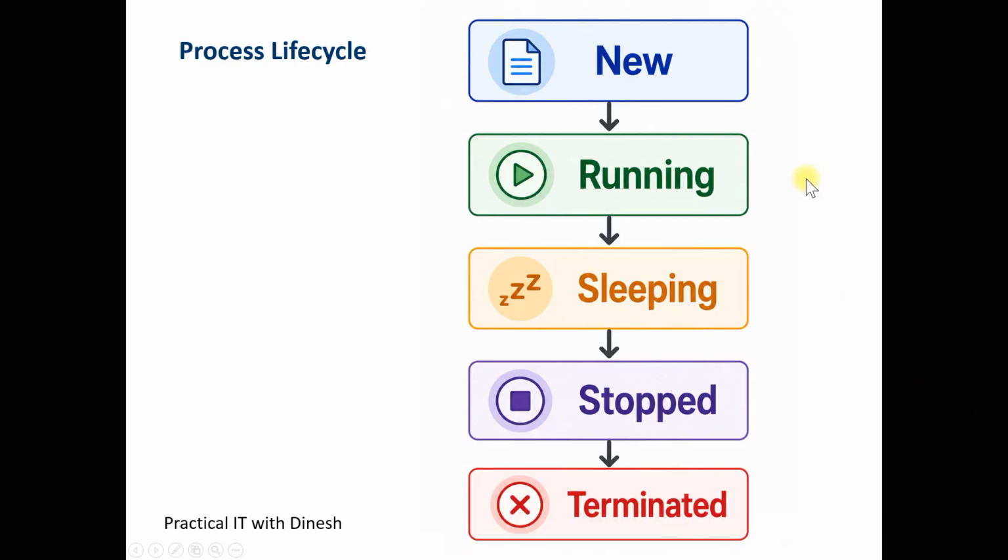Processes don't stay in the same state forever. These are the states. The new state is when a process has just been created. A running state, it's currently using the CPU. Sleeping state, it's waiting for something such as user input or data from the disk. Stopped state, the process has been paused. Terminated state, the process has finished or has been stopped.